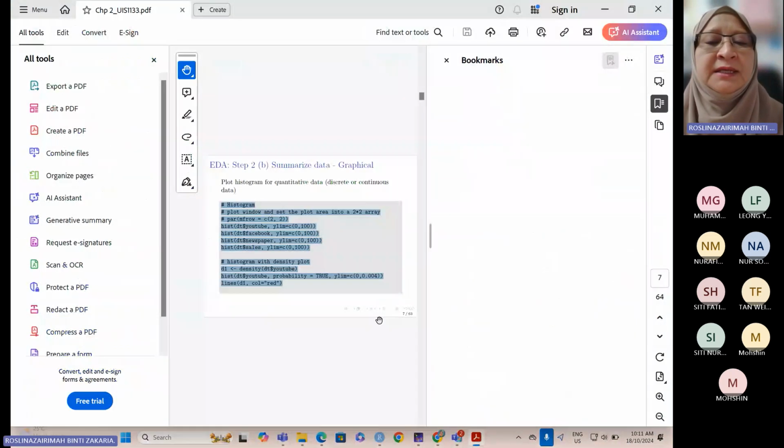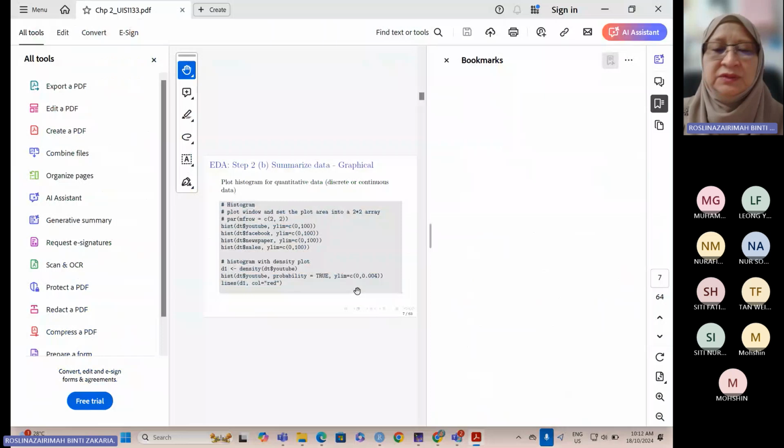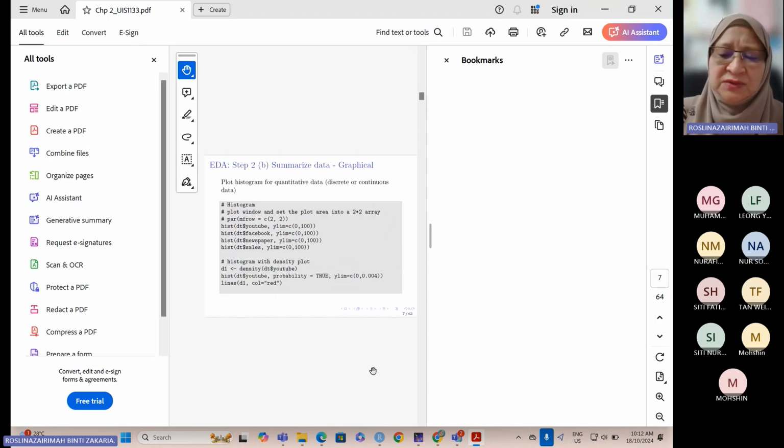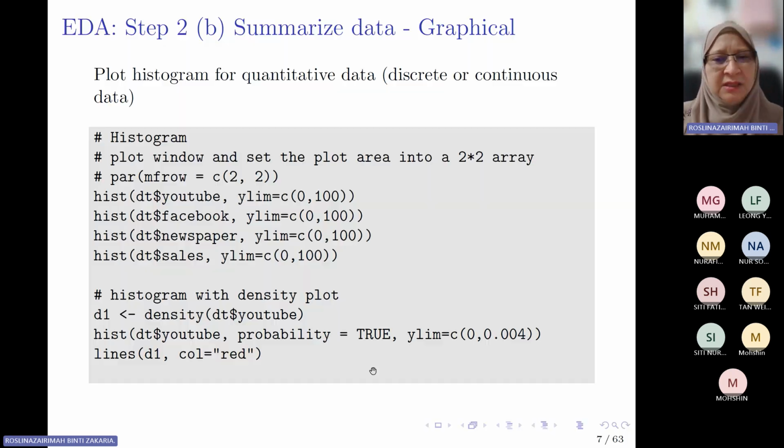And then the next one, so you can play around with the histogram. Next is box plot. I like box plot very much. What can you tell me, what is the limitation of using histogram?